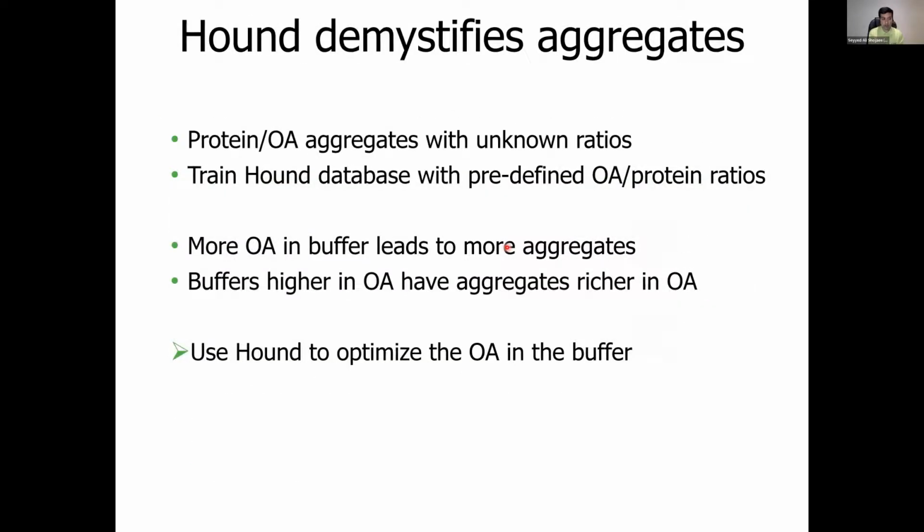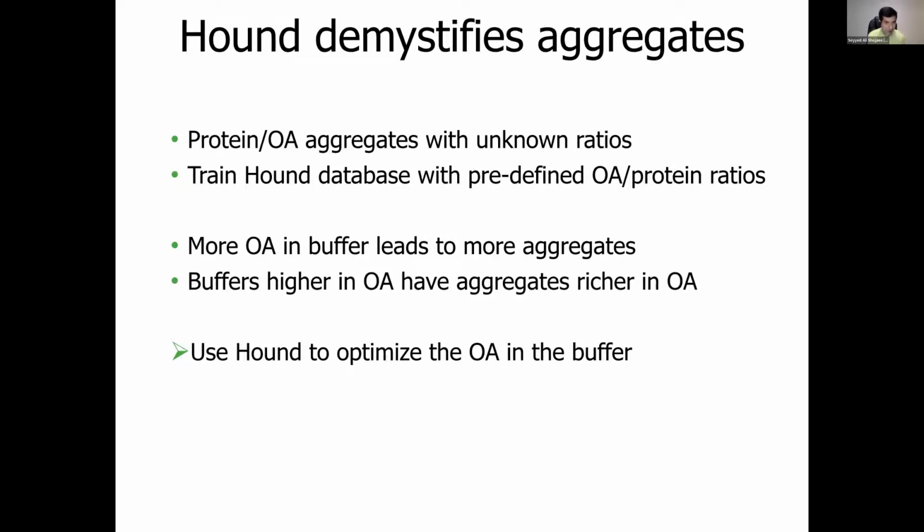So as a quick summary, we had these protein-oleic aggregates with unknown ratios of the two. We created, or we trained, our Hound database with predefined OA protein ratios and used that custom database to study our aggregates. The results indicated that more OA in buffer leads to more aggregates. It also indicated that the buffers higher in OA have aggregates richer in OA. And we were able not only to show that qualitatively, we were able to quantify the level of OA in the protein aggregates.